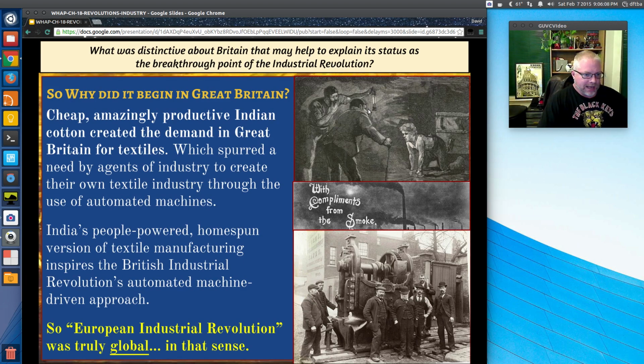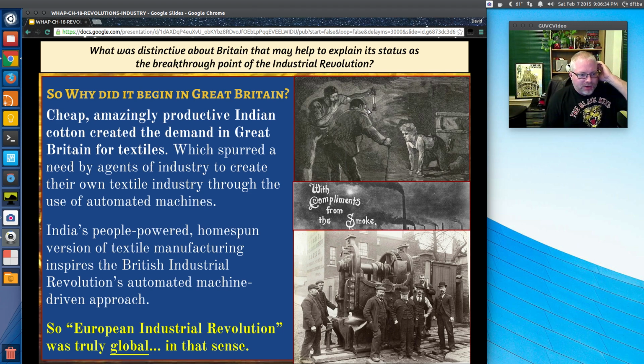So again, why does it happen in Great Britain? You've got this cheap, amazing, productive Indian cotton that created a very big demand in Great Britain for textiles. They like the textiles. We still do. I mean, some of you are fashionistas, I'm sure. You're into the latest and greatest fashions, as I am. I mean, notice my t-shirt here. It's a big deal.